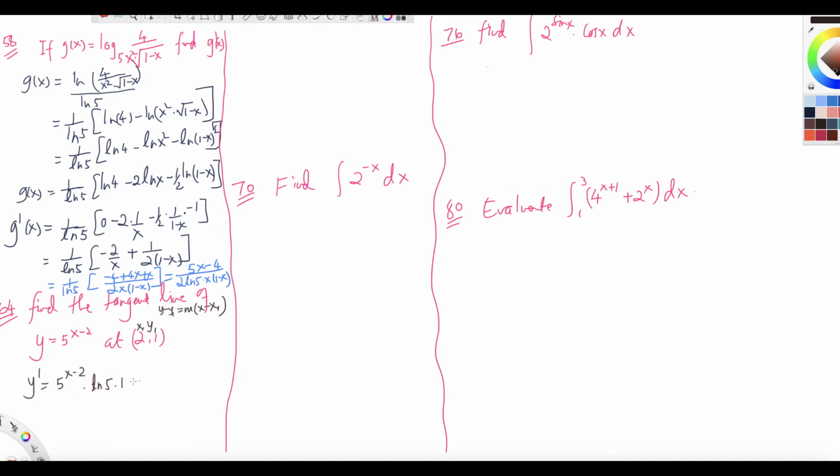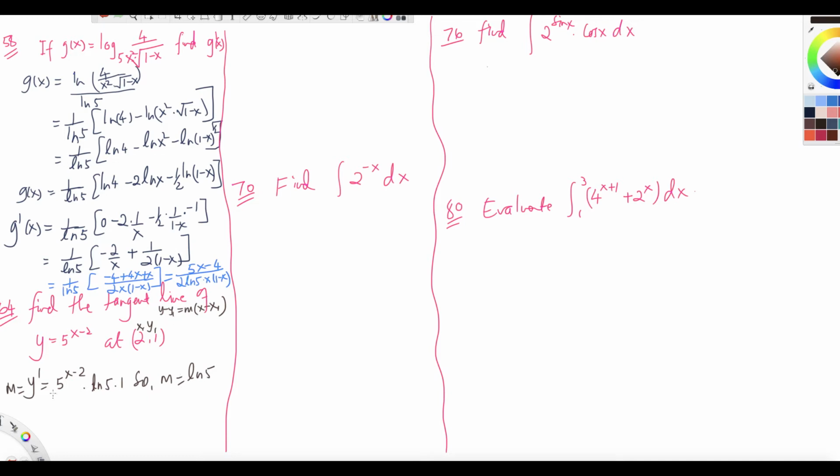And then, if you plug in x equals 2, what do you see on the derivative? Let's plug in x equals 2. So m equals y prime, right? If you put x equals 2, you will get 5 to the 2 minus 2, which is 5 to the 0, which is 1, so ln 5. So the derivative, or the slope, is ln 5.